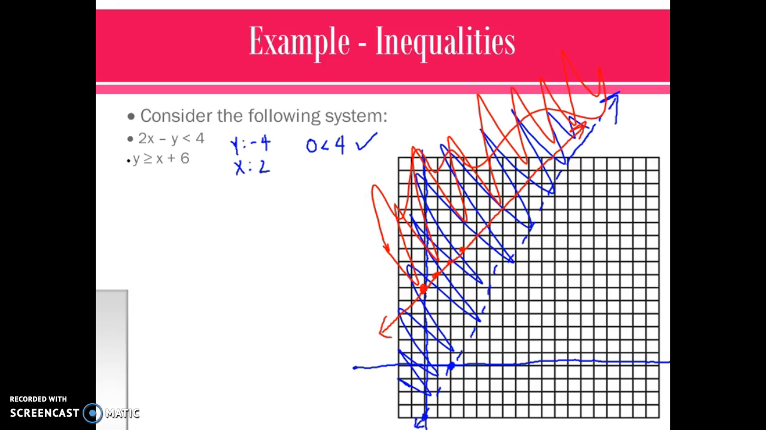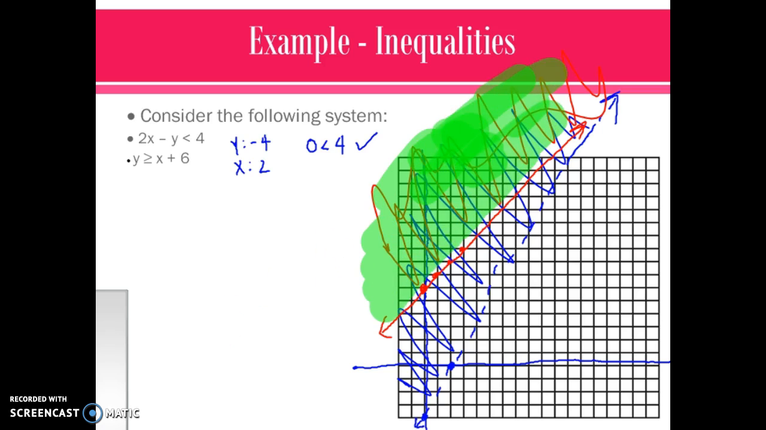So then that means that my solution to the system of inequalities is everything up here, because that's where it's blue and red. So your system is an infinite number of points for any system of inequalities, and that's where your two shaded regions overlap.